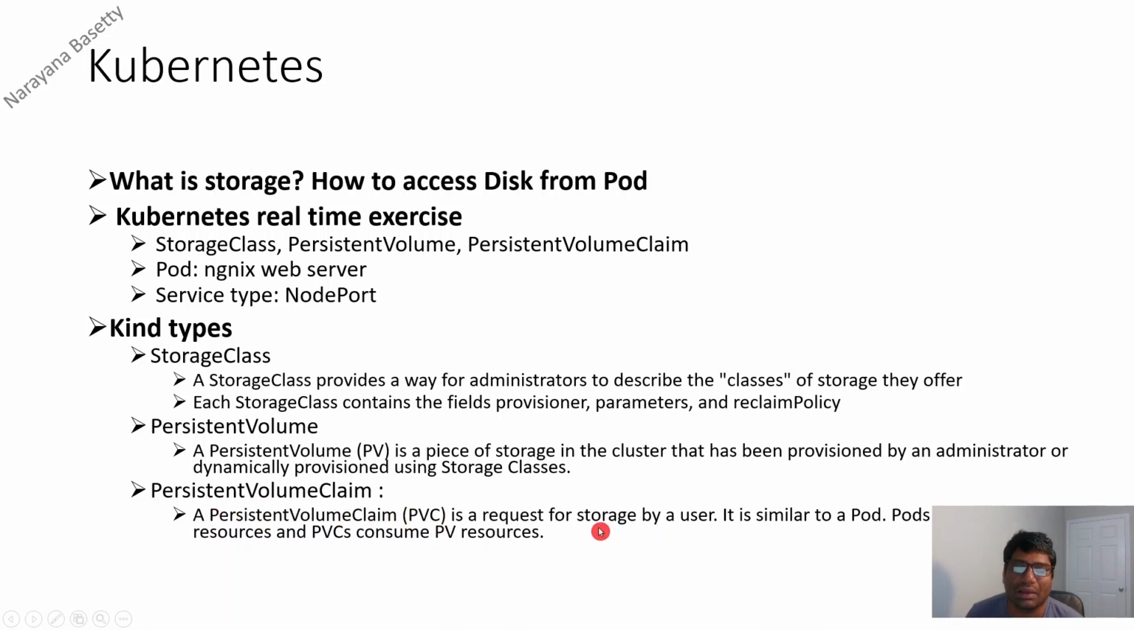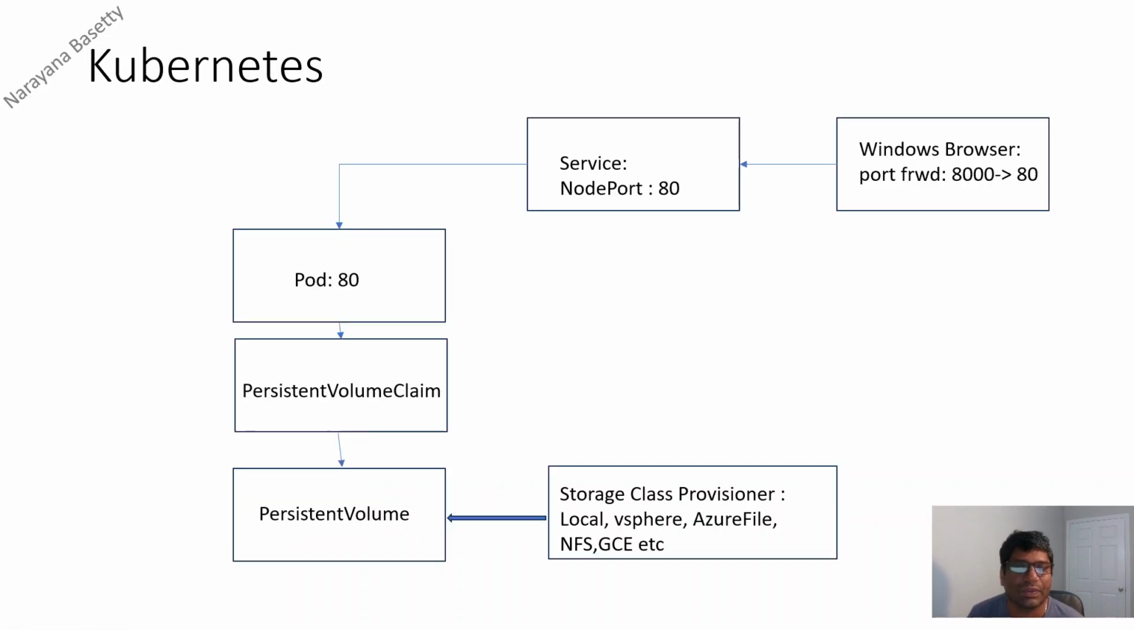A persistent volume claim is a request for storage by a user. It is similar to a pod. Pods consume node resources, and PVCs consume PV resources. Just as your pod consumes Kubernetes node related resources, in the same way you consume a persistent volume using a persistent volume claim. That is what it is. PV is nothing but a resource, the storage resource. Okay, so this is how the high level flow will happen.